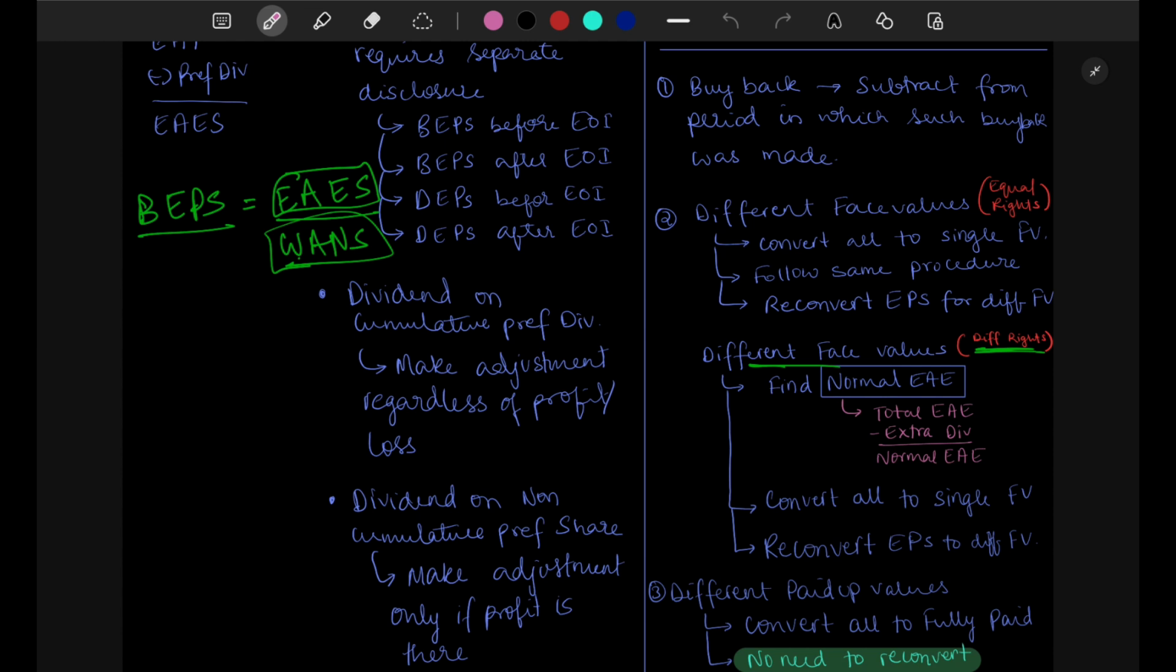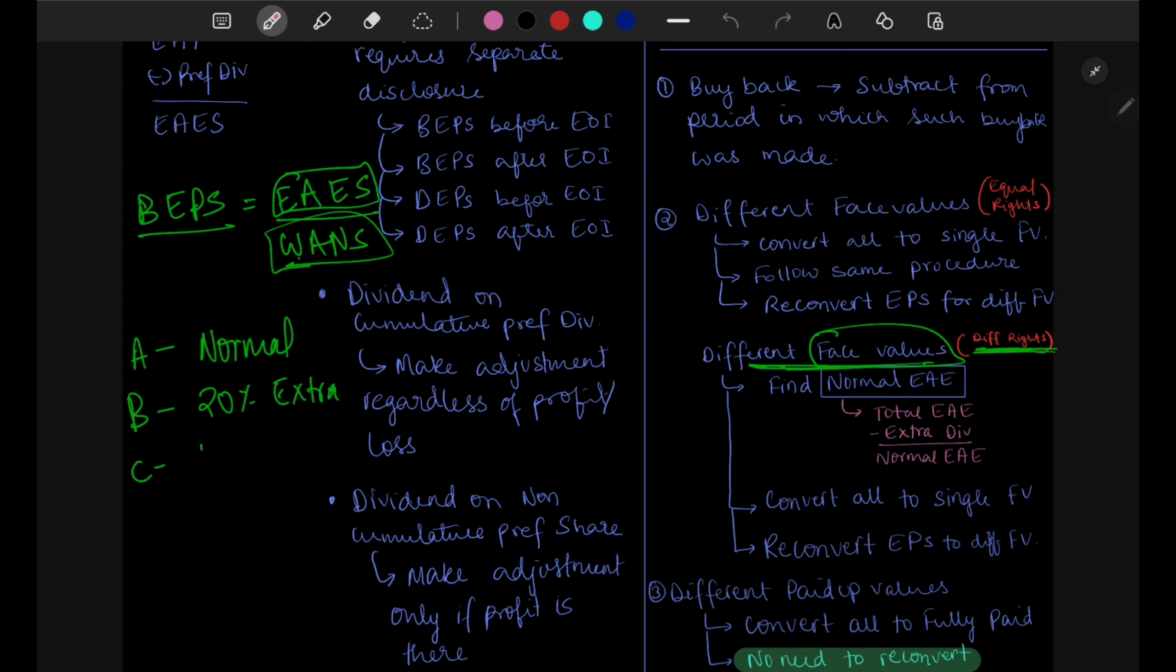So in the case where there are different face values and there are different rights, meaning each share is entitled to a different rate of dividend, suppose class A is entitled to the normal dividend, but B is entitled to 20% extra.